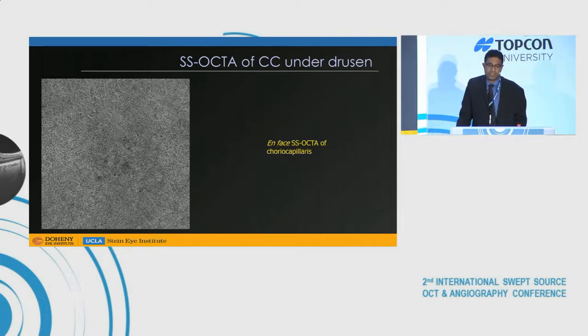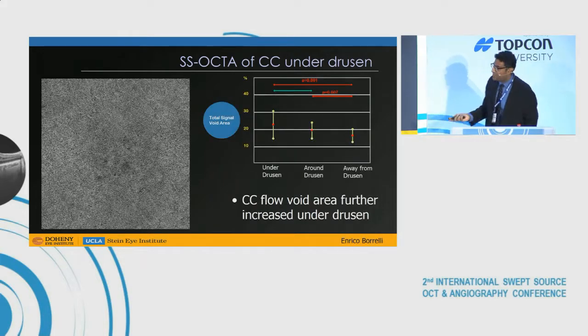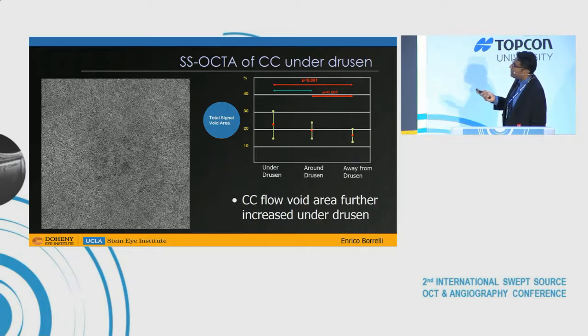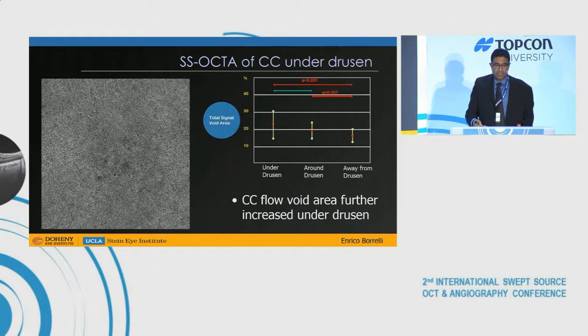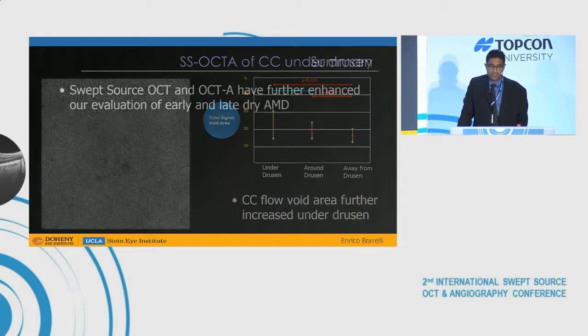Carl showed some nice examples of that, and we were able to demonstrate, again, more nice work from Enrico, a further increase in the flow voids underneath the drusen compared to areas at a further distance away. So there seems to be some relationship between this and where the drusen appear.